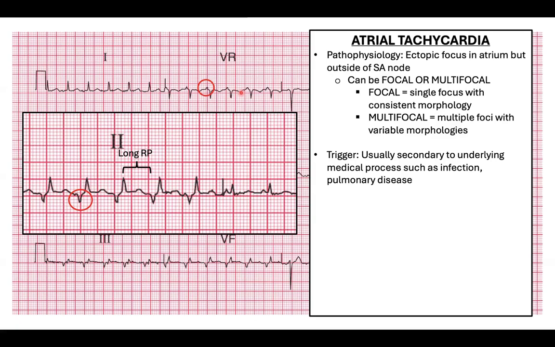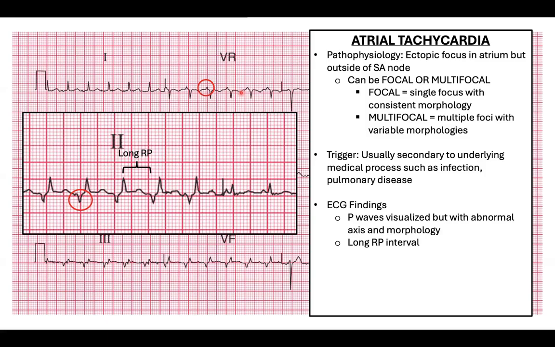And this is typically triggered by an underlying medical process going on, things like infections, pulmonary disease, classically as well. And as we've just looked at here, the typical EKG findings are that you can see P waves clearly, but they have an abnormal axis or an abnormal morphology as well. And then the longer RP interval, again, when you're thinking about the timing of the atria and ventricular depolarizing there as well.